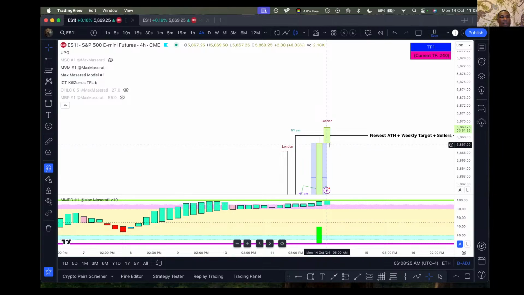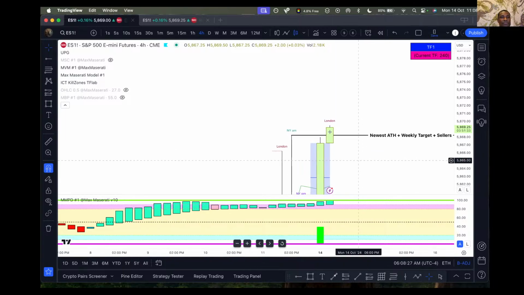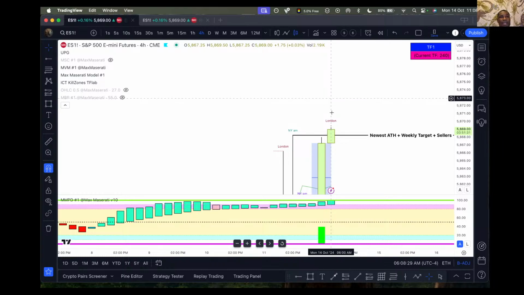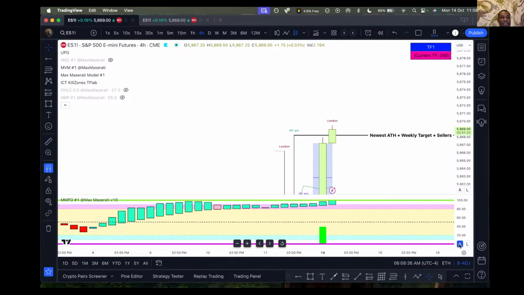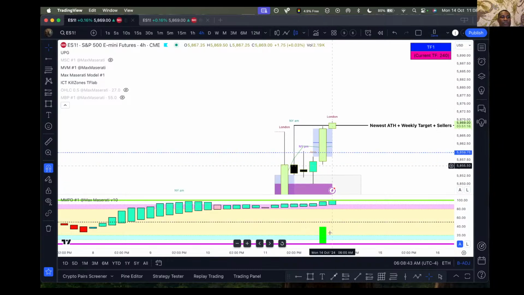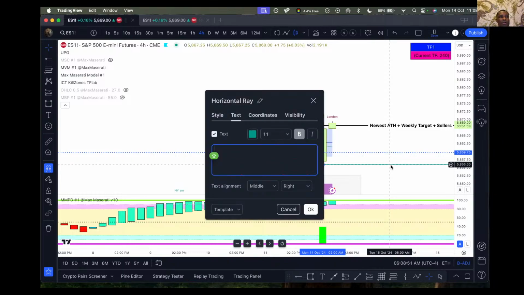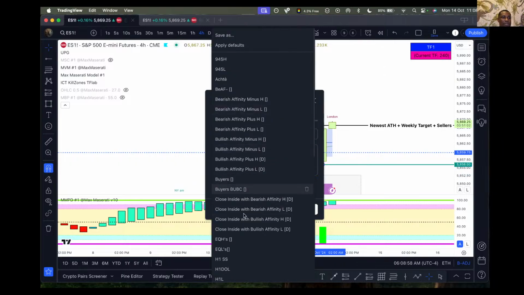If the buyers are very strong, we need to see more buying power, fresh buyers coming in, and fresh buyers will be defined on the MMPD by this candle, this highest volume candle on the 4 hour. So this is our HVC. In this candle, the market cannot come down here. We don't want the market to come down to this level. This is our bullish HVC here.